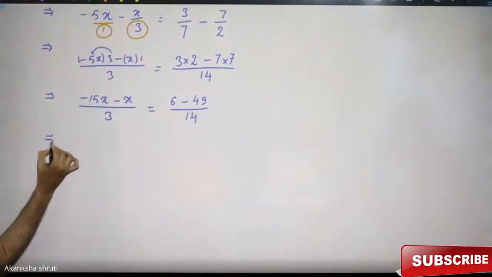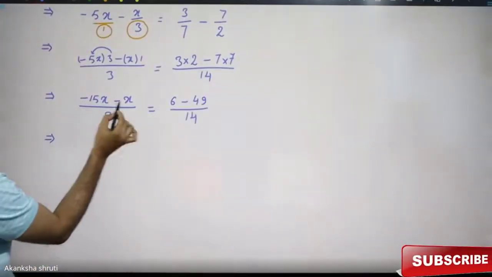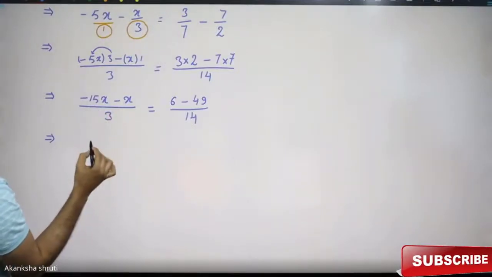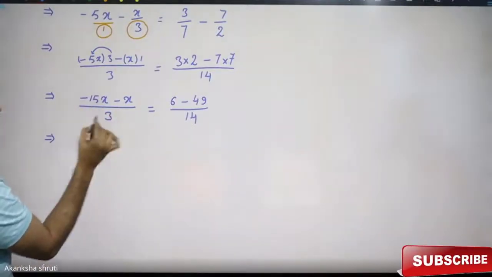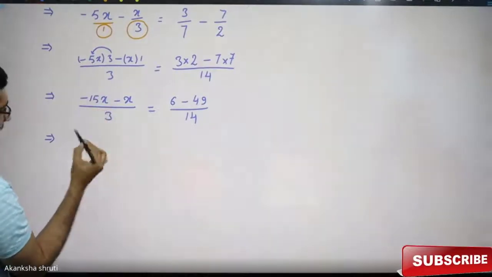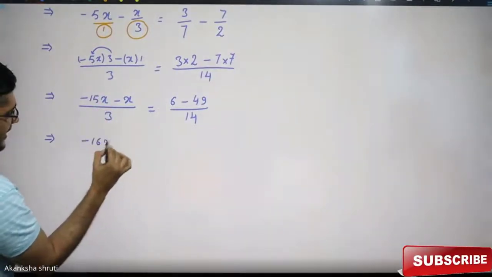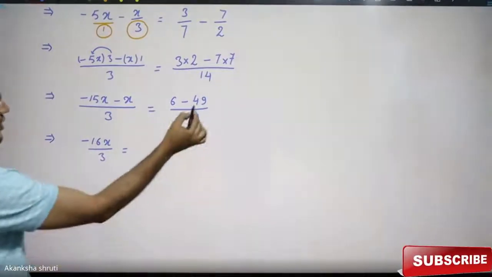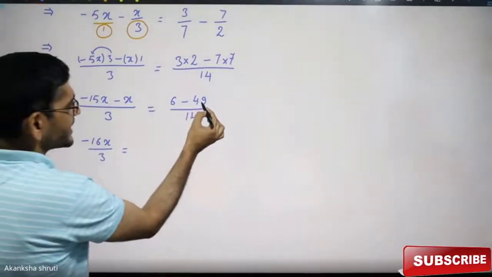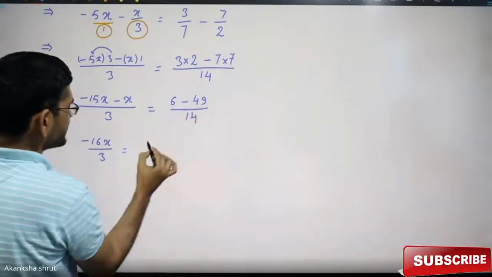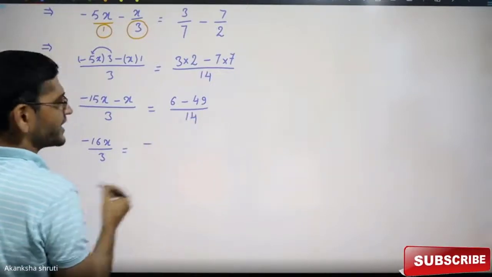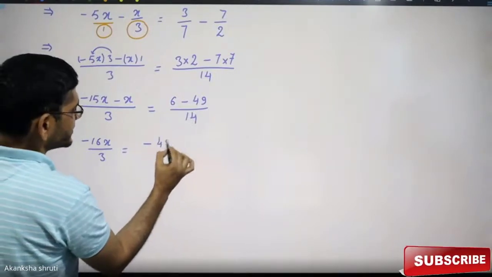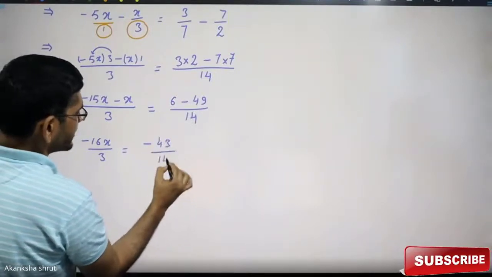Now we need to simplify it. Minus of 15 minus of 1, like minus of 16. Similarly, minus of 15x minus of x, it is like minus of 16x by 3 is equal to, on this side, 6 minus 49. 49 is bigger, so the negative sign will be there. Then 49 minus 6 is 43 by 14.